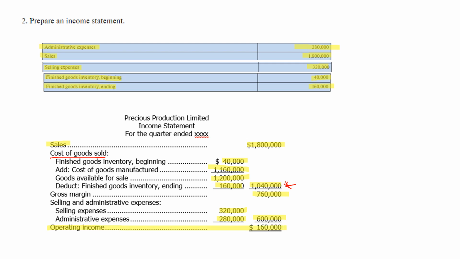So normally in an income statement, you won't usually see this cost of goods sold schedule broken out. We would just normally have sales, cost of goods sold, gross margin. But for the purpose of this question, they just figured it out here. So that's fine. That is our income statement.